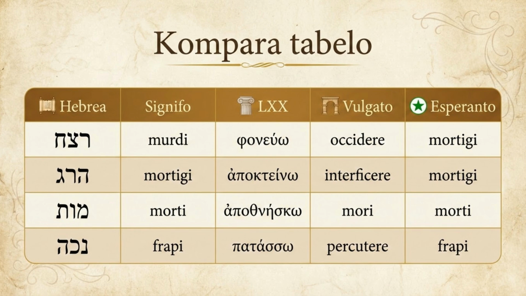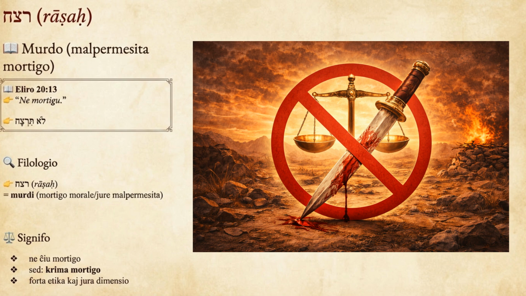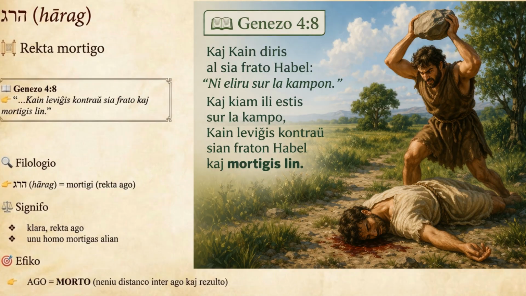This comparative table summarizes the key killing verbs: rasa, murder; harag, kill; mut, die; and naka, strike, showing their translations across the languages. Rasa signifies murder and refers to moral and judicial wrong. It carries strong ethical and legal weight, distinguishing it from general killing. Harag denotes direct killing and describes a clear, immediate action where one person kills another. The act and the result are closely tied.